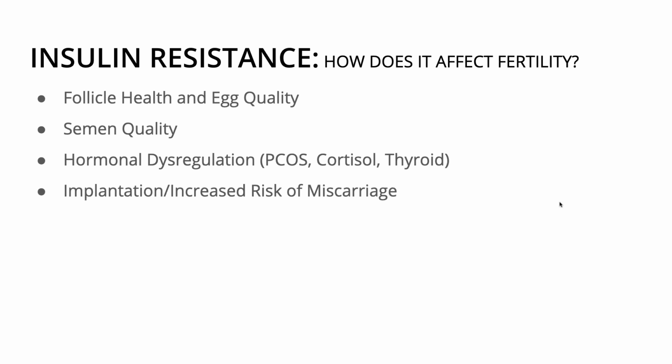And the other consideration with fertility is that everything that you're doing to improve fertility when it comes to insulin resistance has profound effects on the baby's health and even many generations ahead. So it's really powerful what you can do when it comes to this. So one of the ways that insulin resistance affects fertility is with follicle health and egg quality. The next is through affecting semen quality and sperm health. And the next is through causing different hormonal dysregulations. And finally, implantation and increased risks of miscarriage. So we'll be going through each of these individually and learning about the different ways that insulin resistance can affect these issues.